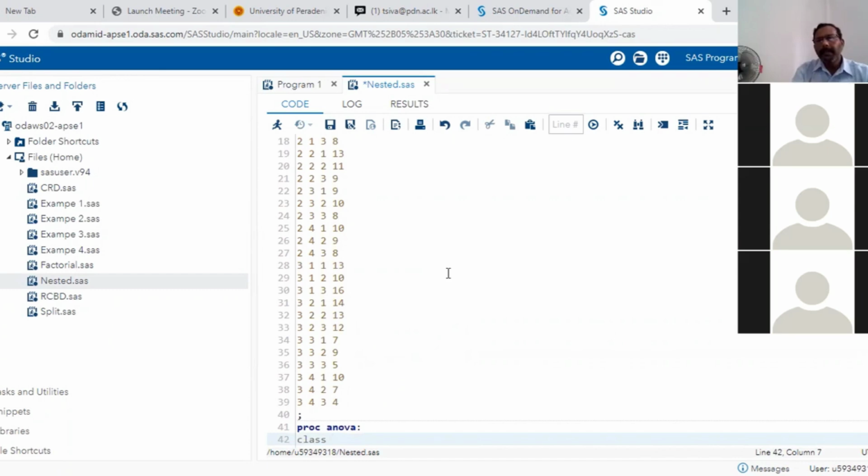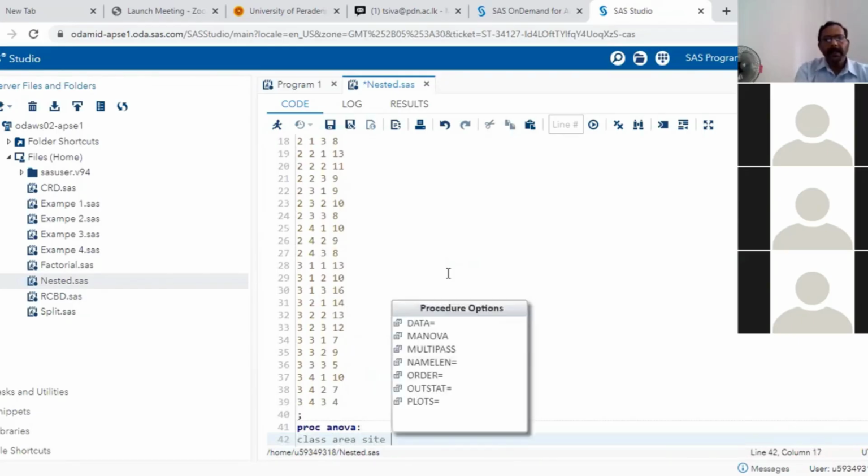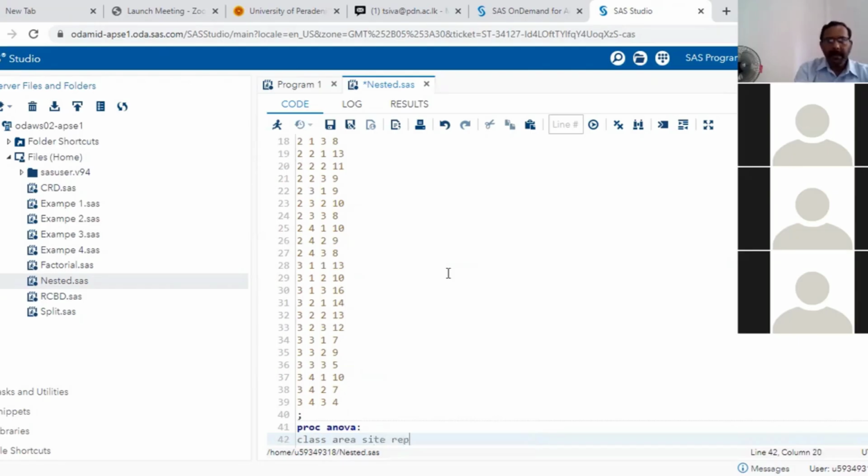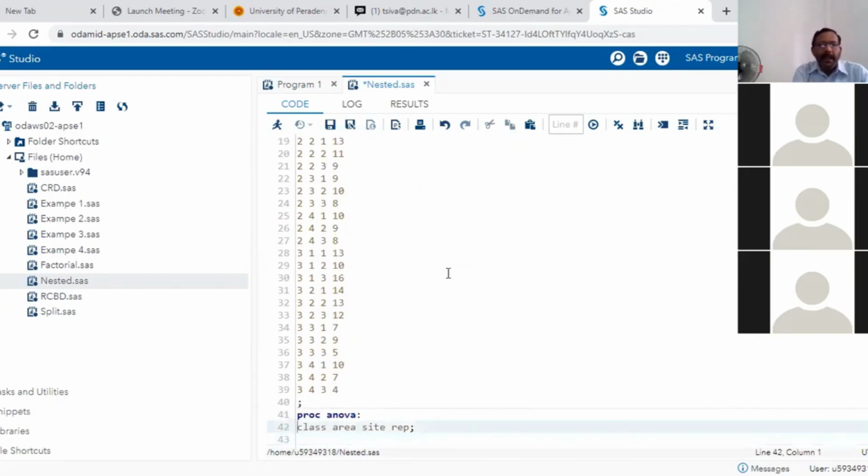Classified variable. Site, area, site, and replicate. Okay, good. Right. Now, something is wrong, otherwise it will show colors.